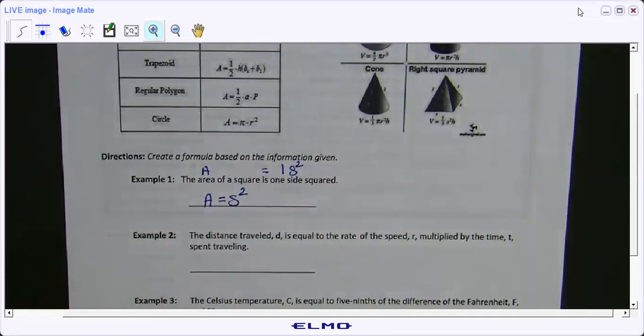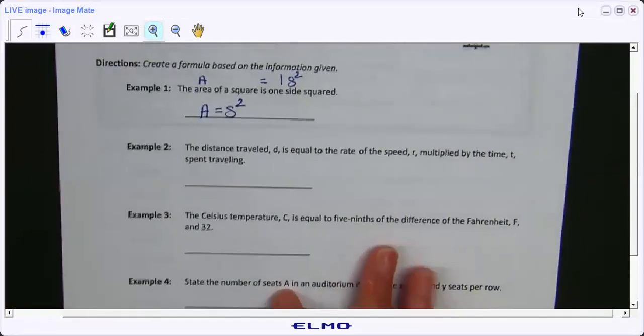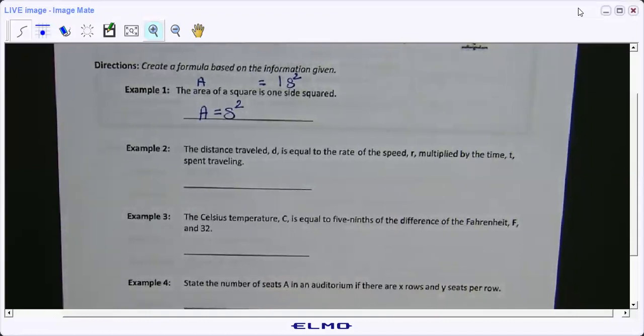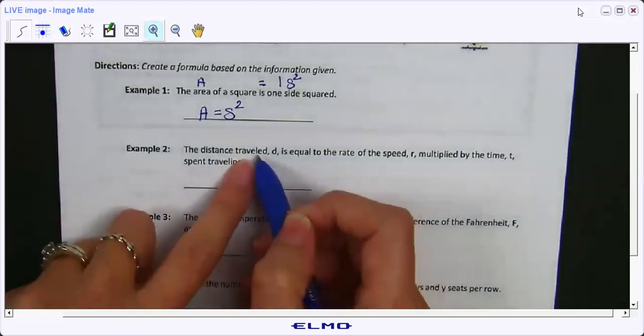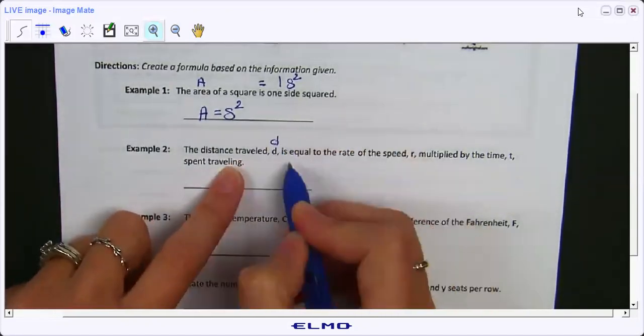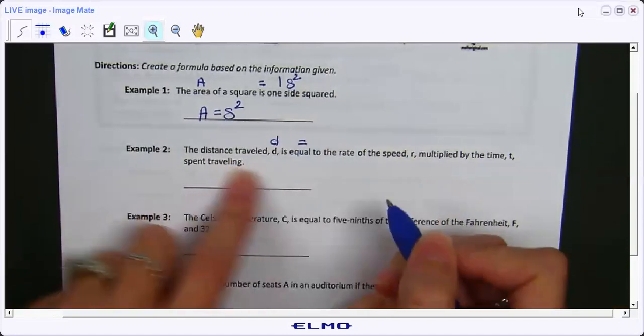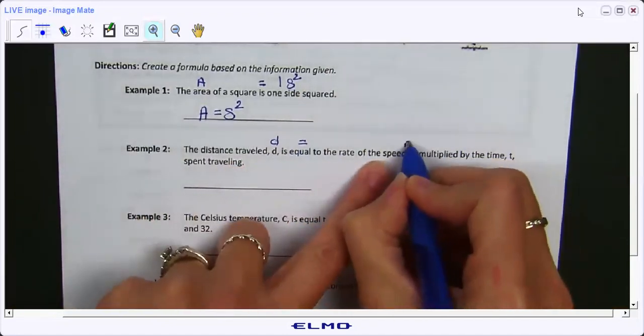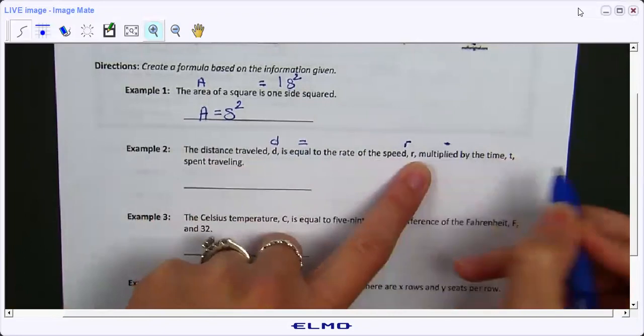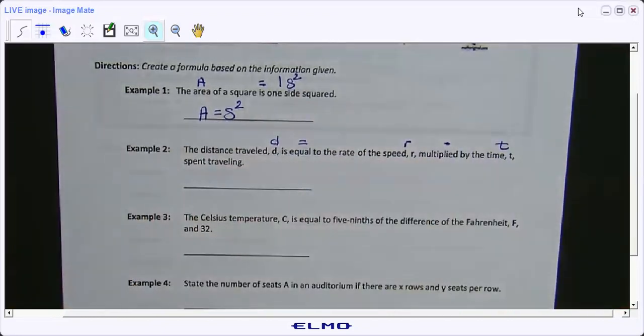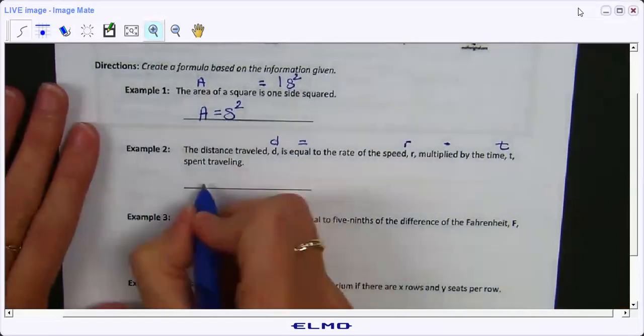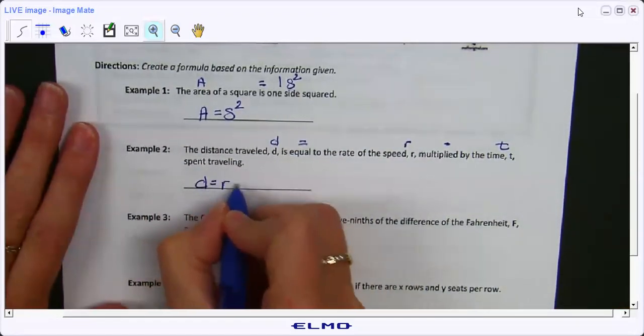Let's go to example 2. The distance traveled D is equal to the rate of speed R multiplied by the time T spent traveling. So I'm just going to go through and fill in the numbers and the letters and the symbols that it gives me. The distance traveled D is equal to the rate of speed R multiplied by time T. Well, that was easy. Distance equals rate times time.